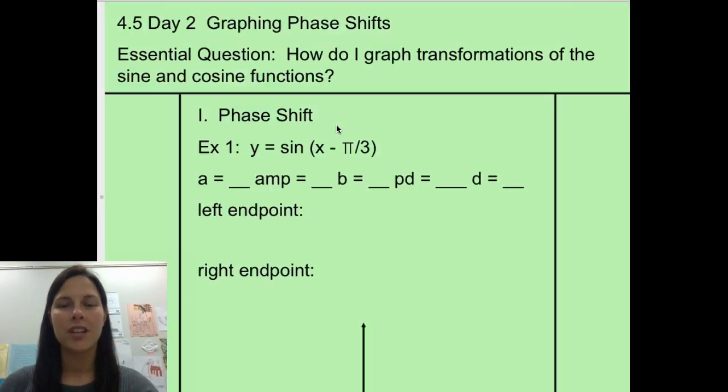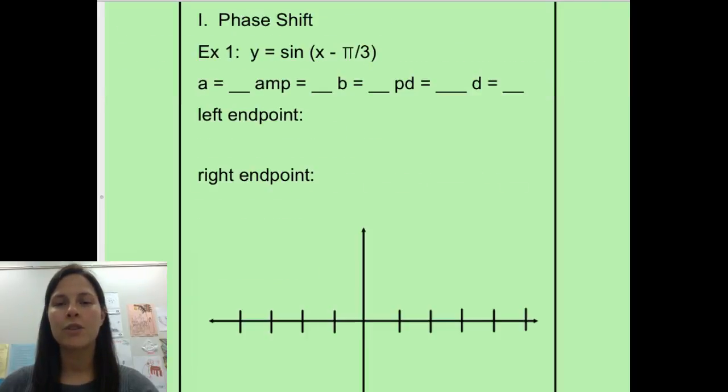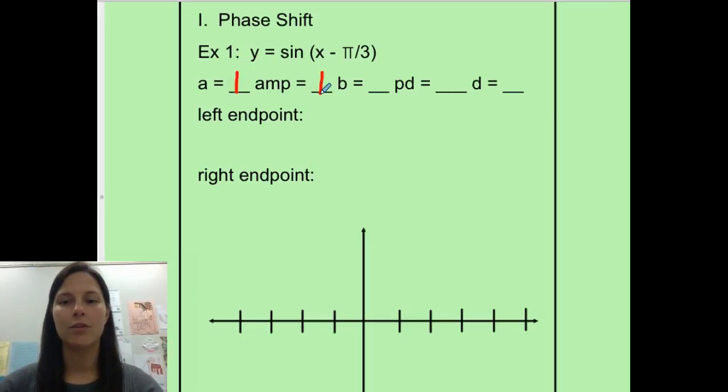Same essential question as for 5 day 1. How do we graph transformations for the sine and cosine functions? First off, we're just going to focus on the phase shift, and we're not going to mess with the period. In this case, our a is 1, our amplitude is 1, no transformation there. Our b, what we're multiplying by the x, is 1, so the period is unchanged. And our d is 0, so there's no vertical shift either.